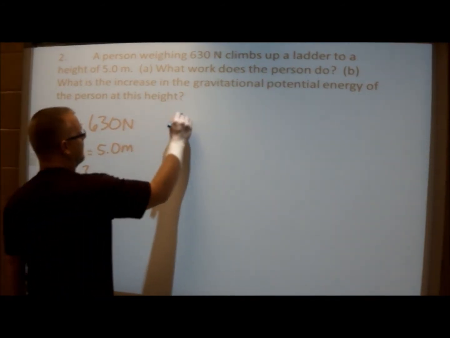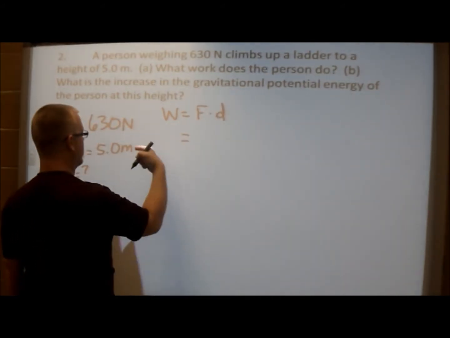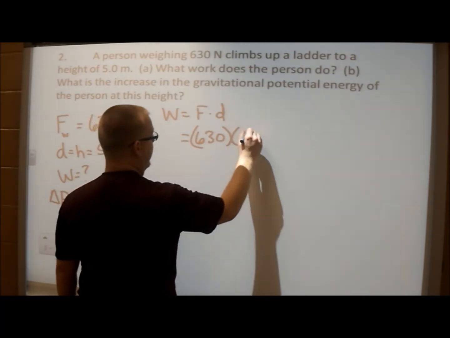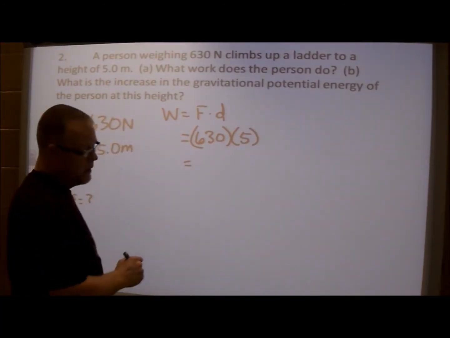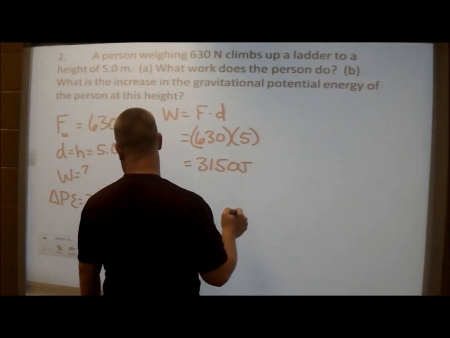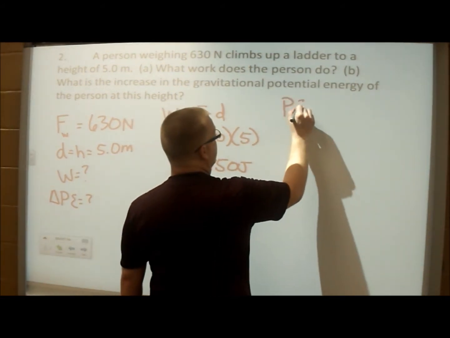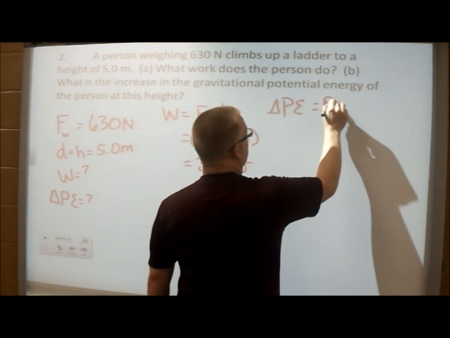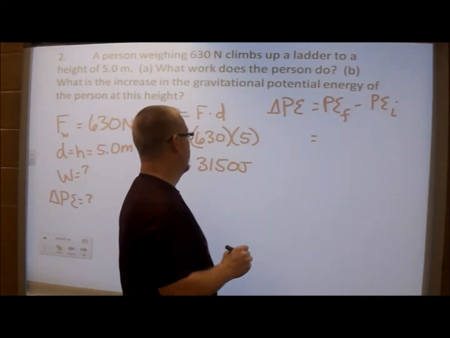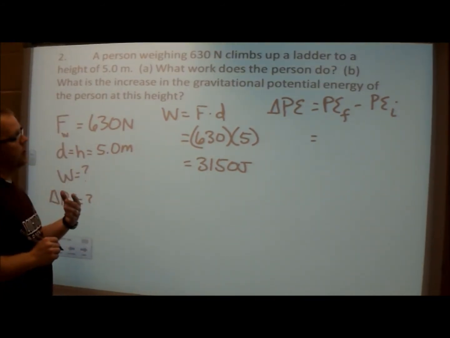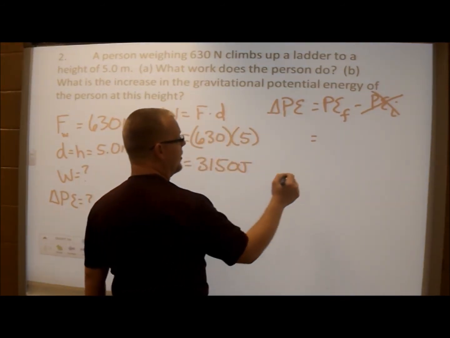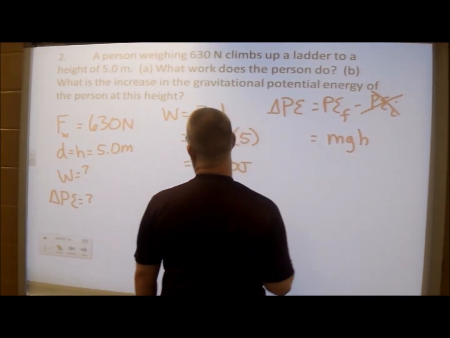Alright, work, force times distance. Well, the force we're already given, that's good, 630. And the distance, or the new height, is 5. So when we do our work, it's going to be 3,150 joules. Now, our change in potential energy is going to be our final potential energy minus our initial potential energy. Well, if we started on the ground, the initial potential energy is going to be 0. The final potential energy is going to be mgh.